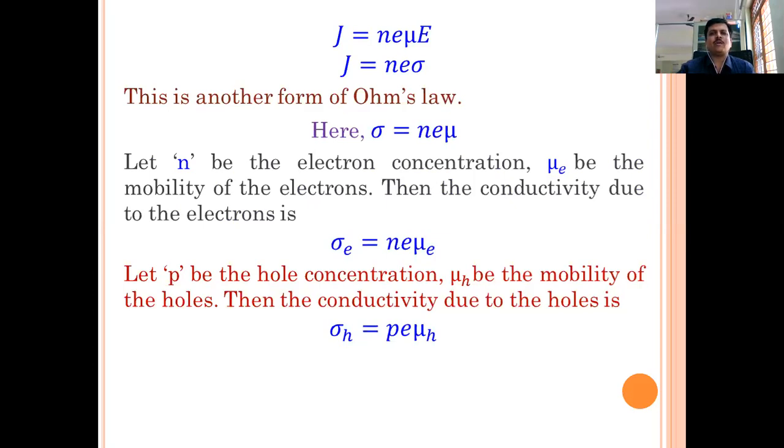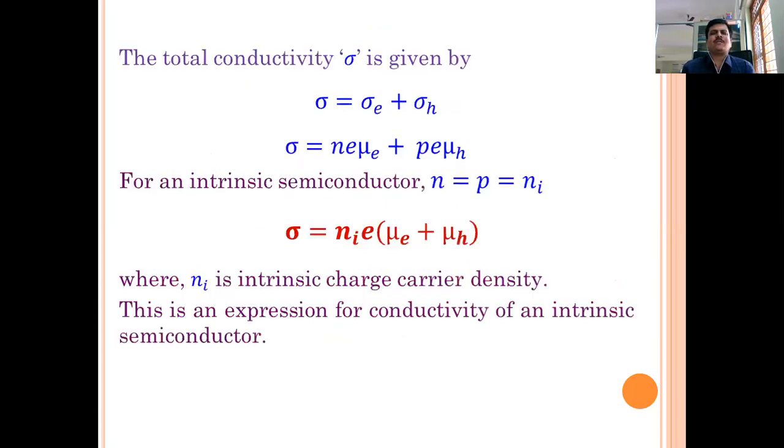If the holes are contributing to the conductivity of a semiconductor, then the conductivity due to the holes will be given by sigma h equals p e mu h, where small p is the hole concentration, mu h being the mobility of holes. Then the total conductivity of a semiconductor will be the sum of the conductivity due to the electrons and the holes. Substituting for sigma e and sigma h, this is the general relation for the conductivity of a semiconductor.